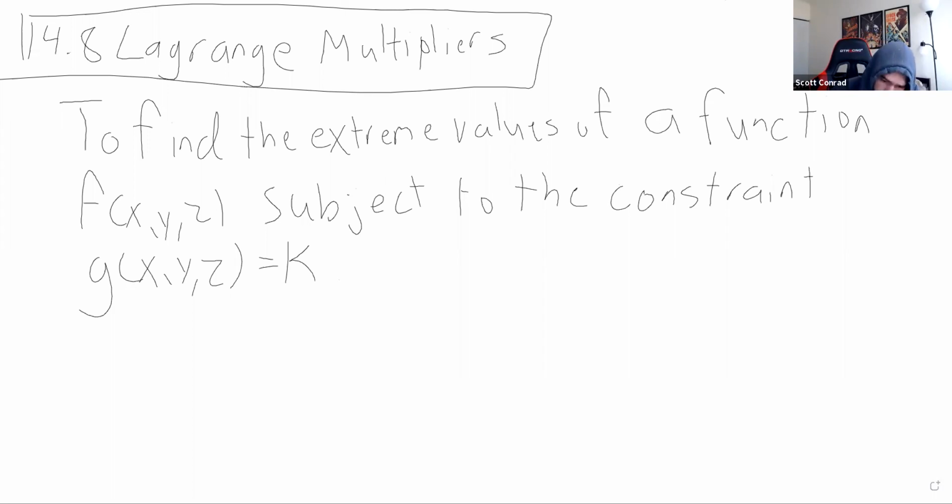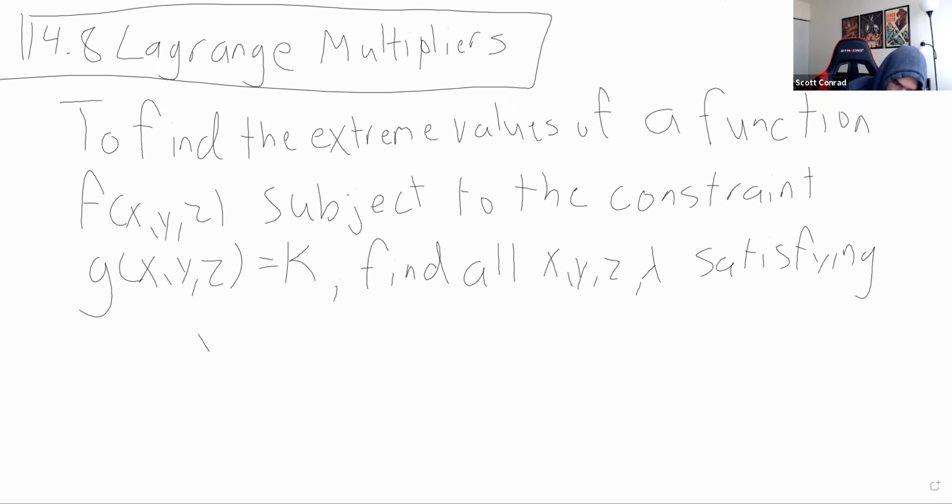OK, so if we want to do that, so we want to maximize and minimize a function f subject to some constraint g of x, y, z equals k, we want to find all x, y, z, and lambda satisfying the gradient of f at x, y, z is equal to lambda times the gradient of g at x, y, z. And those are actually 3 equations there. You set each partial equal to each other. f sub x is equal to lambda g sub x, f sub y is equal to lambda g sub y, etc.